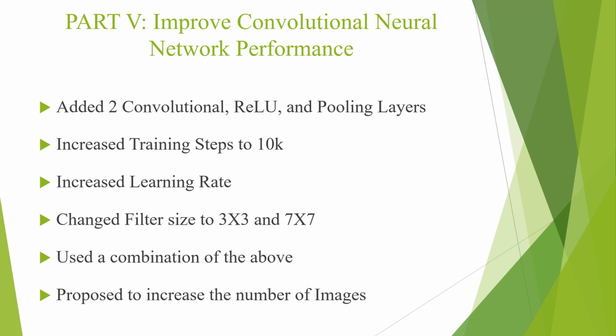And then we tried some combinations of the above, and we had to be careful there because some combinations led to really high processing time, so we were not able to finish those out. One of the things we talked about is that if we had an increase in the number of images that we could train on, then we could probably improve the accuracy levels as well.